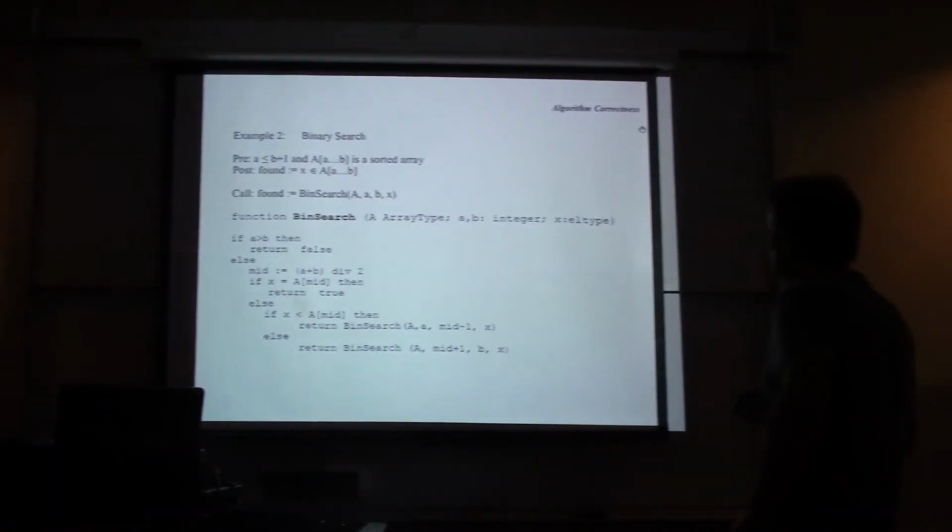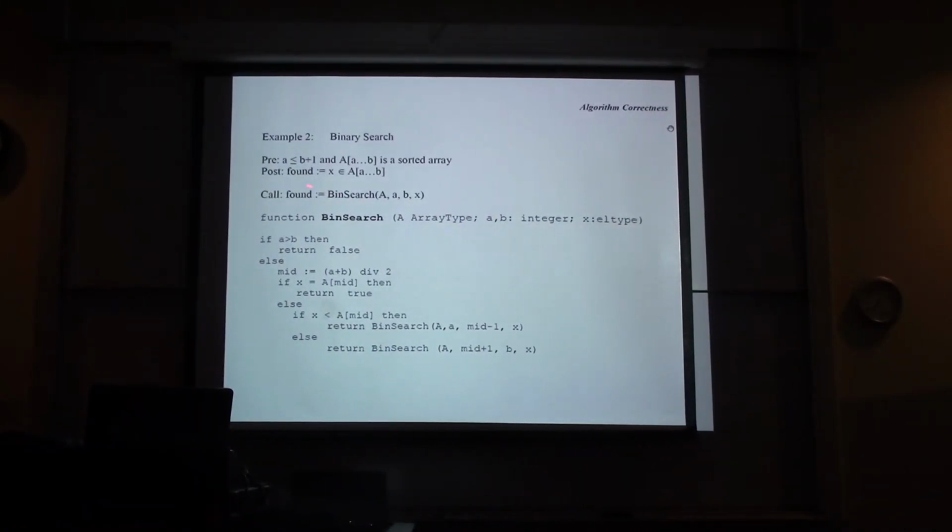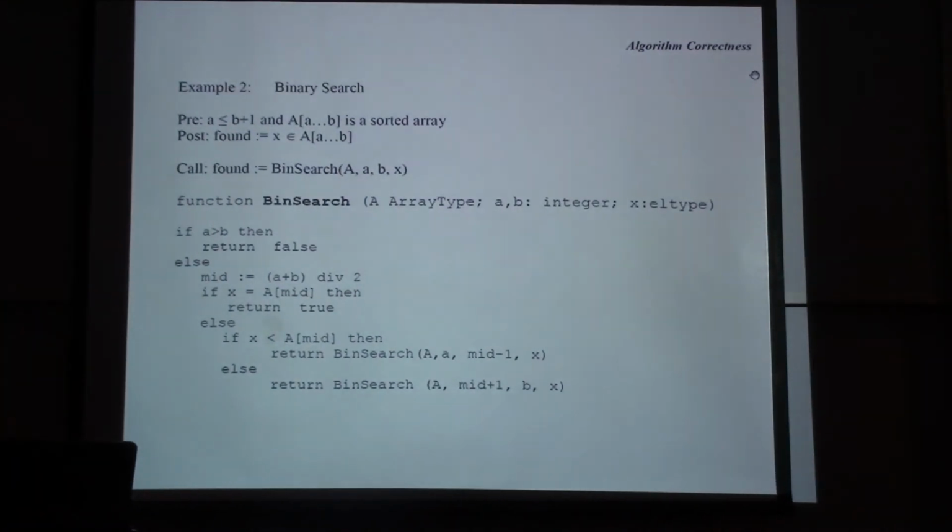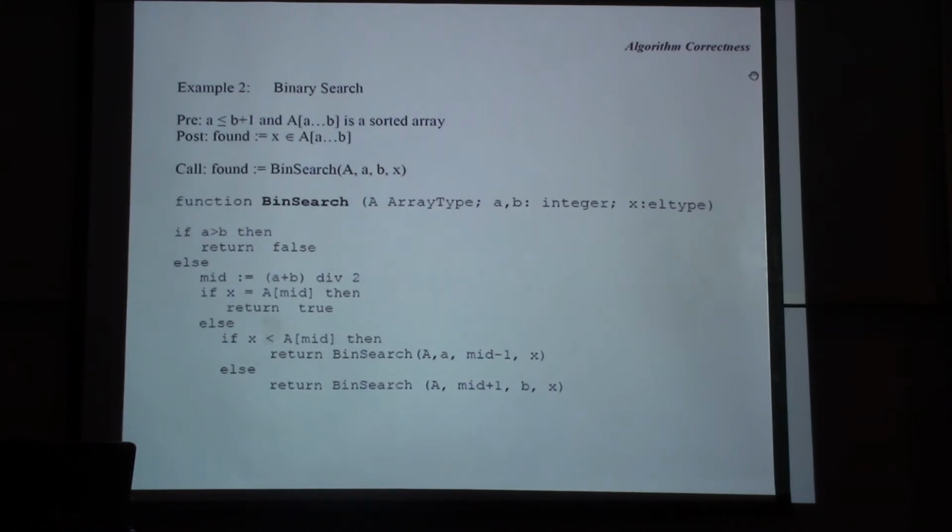So our precondition is that a is less... Now, our indexing is going to be little a to little b. So the array big A is going to be indexed from a to b, and it is a sorted array. And the precondition is that a is less than or equal to b plus 1.